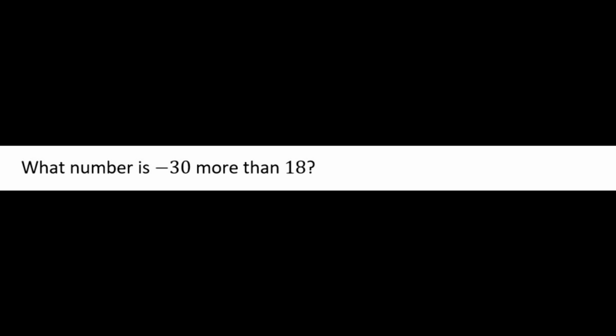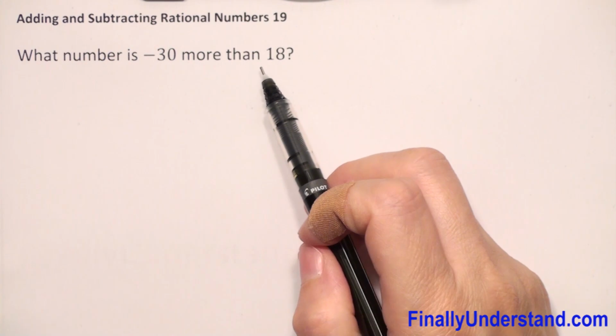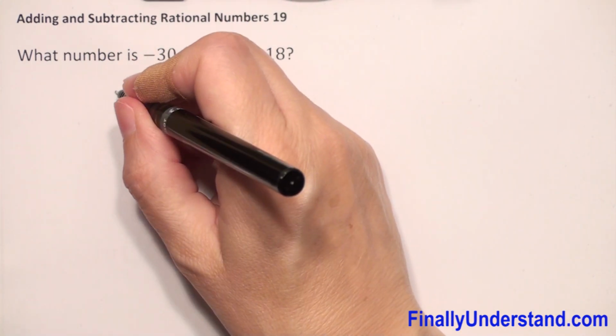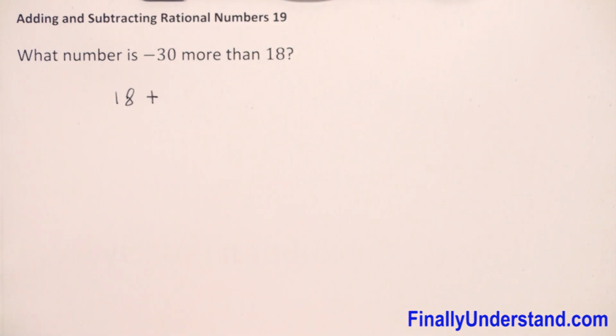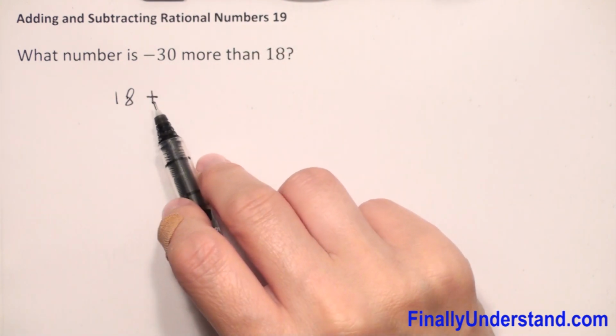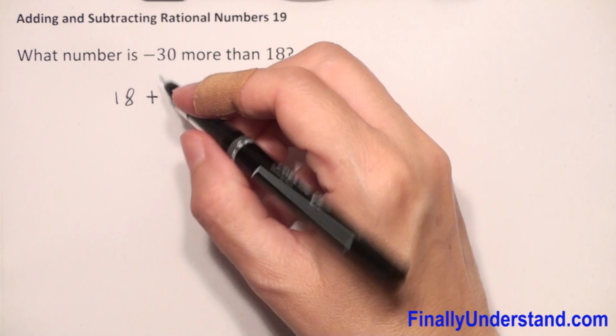What number is negative 30 more than 18? More than 18. So first we have 18 because we have what? More. So we have to write plus negative 30.